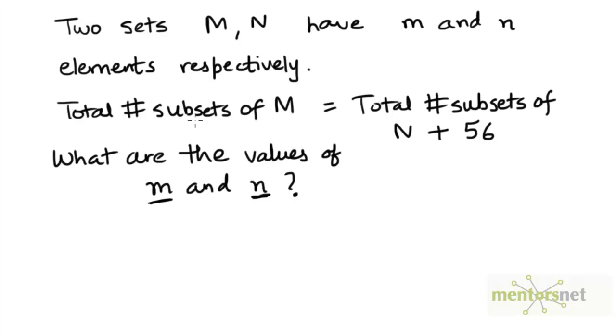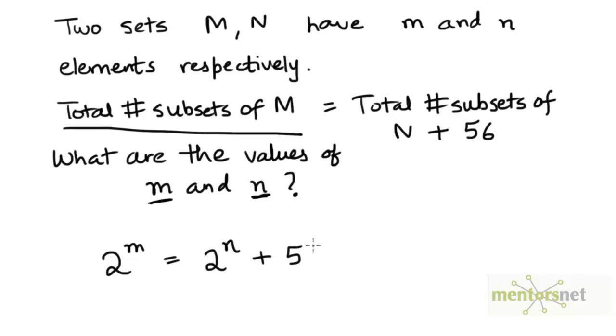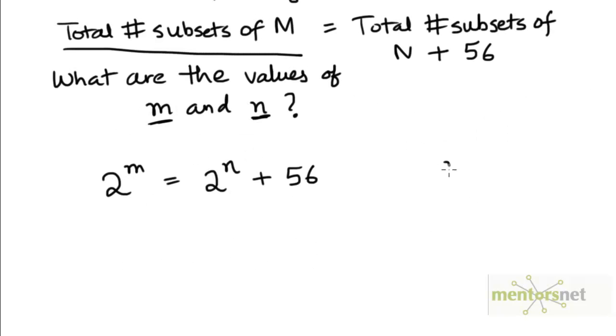Now we know that the total number of subsets of any set is 2 to the power the number of elements in that set. So the total number of subsets of the set m is 2 to the power small m, and we are given that 2 to the power m is equal to the total number of subsets of the set n, which is 2 to the power n plus 56. So clearly m is larger than n, so we can bring 2 to the power n on the other side and say 2 to the power m minus 2 to the power n is 56.